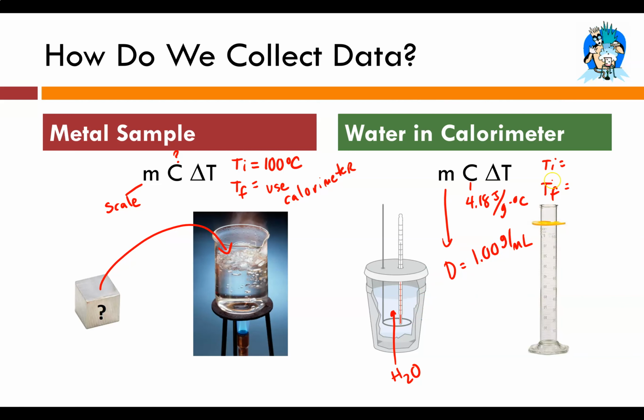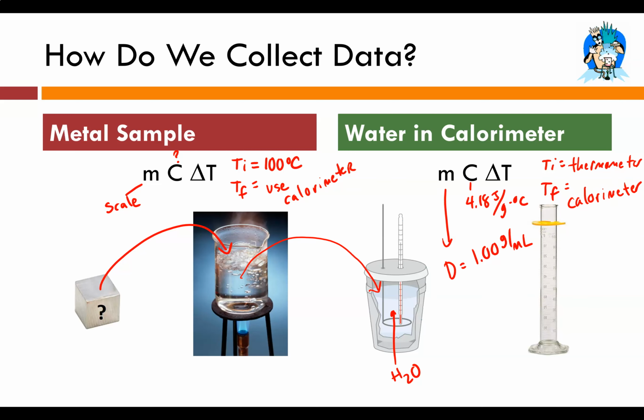I can take the initial temperature just using the thermometer. Then I can take my metal out of this hot water bath and stick it into the calorimeter. What should be true about the temperature of the metal and the water when this process is complete? Ultimately they should end up equaling one another. So I can get my final temperature from the calorimeter, just using that thermometer.